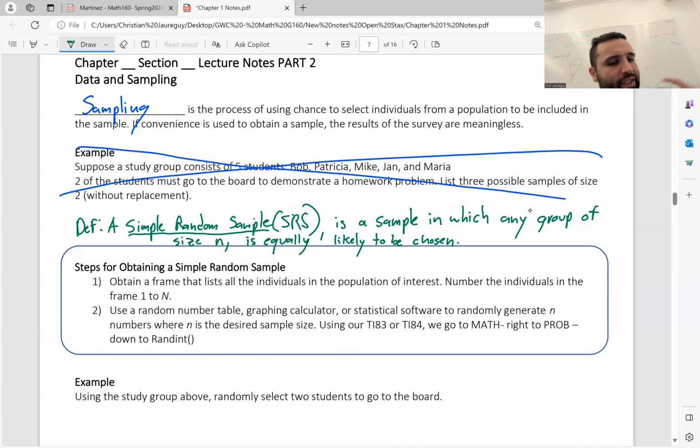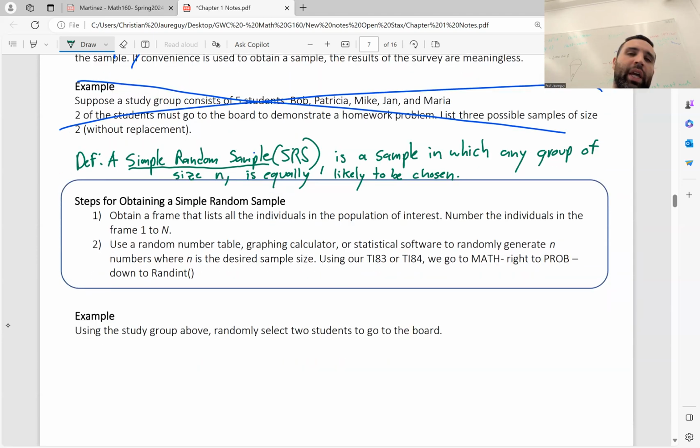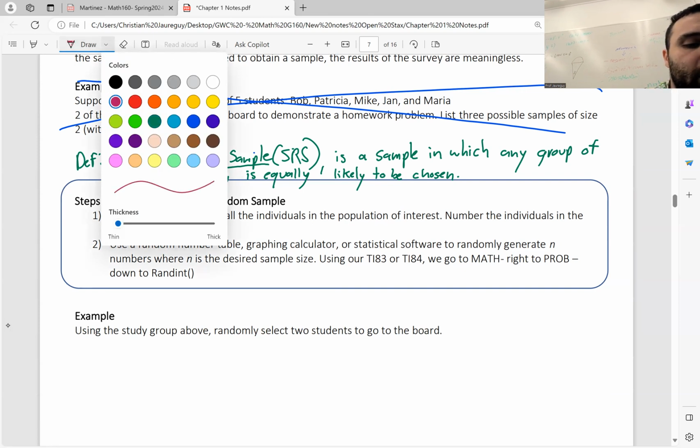So it shows the steps here. This is not something I want us to really latch onto or highlight or memorize, but let's just read them through real quick. Obtain a frame that lists all the individuals in the population of interest. Number these individuals. Then use a random number table, graphing calculator, or software to randomly generate your desired sample. So this is all very complicated language, but here are examples of what this looks like in real life.